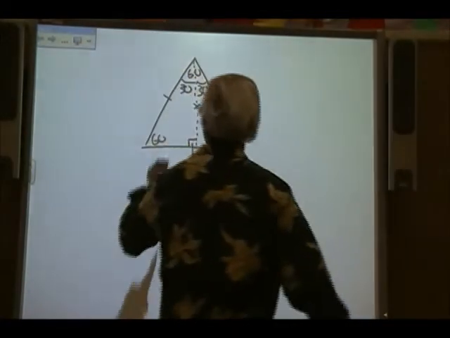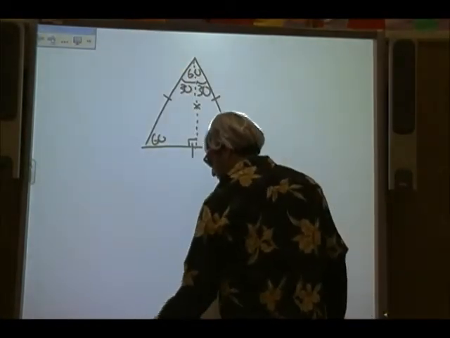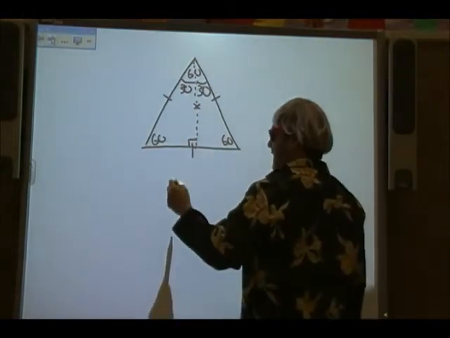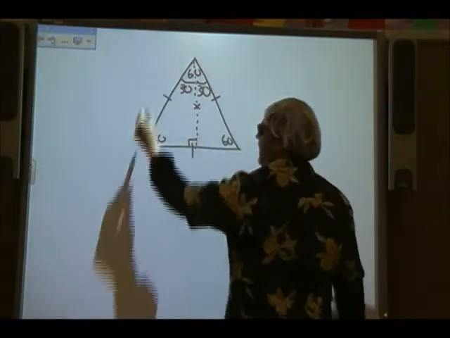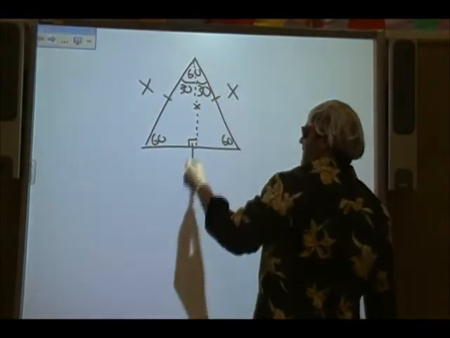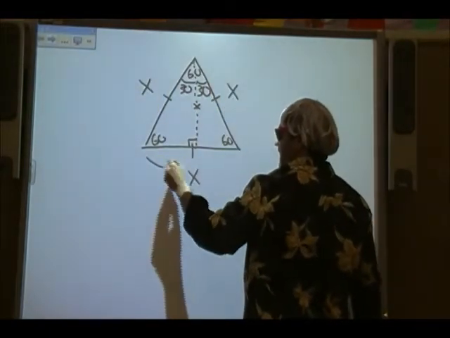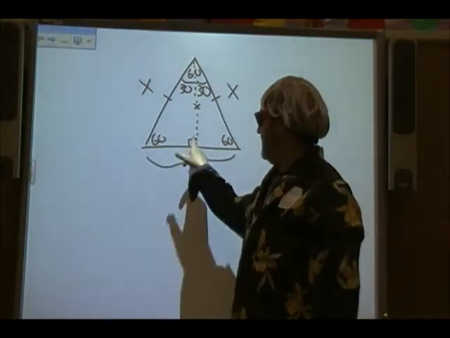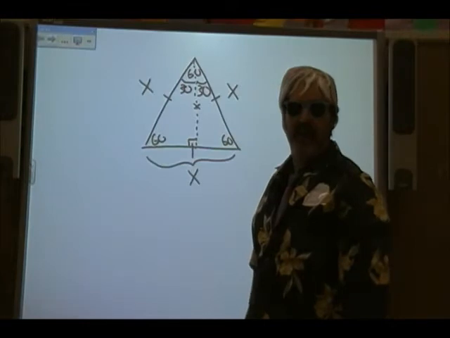Now, you can call this any letter you want. We can call it whatever. So, here's how we're going to do this. If I call this x and this whole thing is x, correct? Then this is half of x. This little piece on the side is half of x.